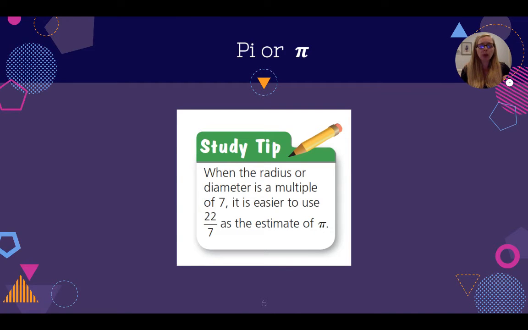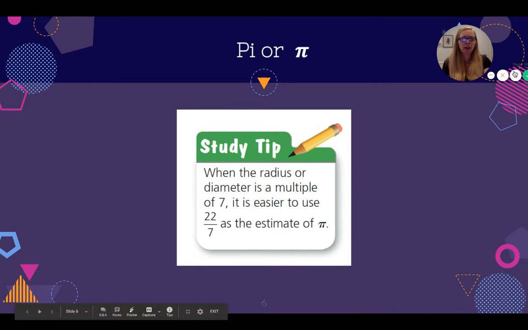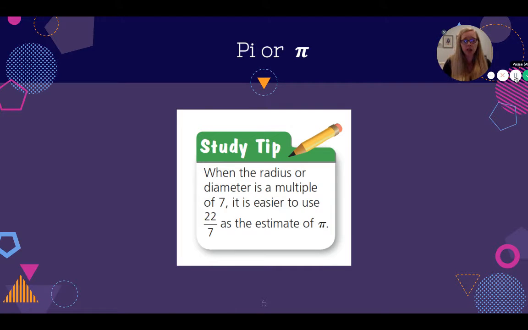And when we're working with pi, we can either use the decimal or fraction approximation. Depending on if you have a multiple of 7 or not, you are going to use the fraction or decimal approximation. So if you have a multiple of 7, go ahead and use that fraction equivalent for pi, 22 over 7, because it will give you a more precise answer. And if it's not, then just go ahead and use 3.14.